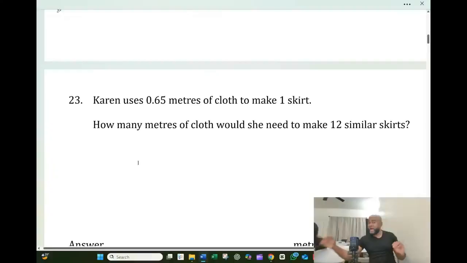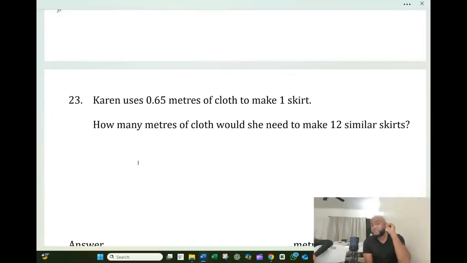Right. So Karen uses 0.5 meters of cloth to make 1 skirt. No, she used 0.65 meters to make 1 skirt. How many meters of cloth would she need to make 12 similar skirts?